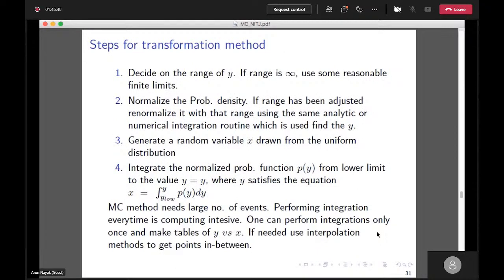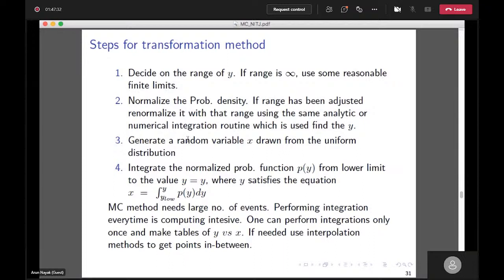So this is one difficulty. You have to resort to numerical methods to invert this function, many times. The steps normally are the following, and these are the kind of things that are also implemented in programming languages. You decide on which range you want to generate y. If the range is infinity, you have to choose some reasonable finite limits, a very large number basically. Then normalize the probability density, renormalizing it so that the total probability becomes 1 within your range.